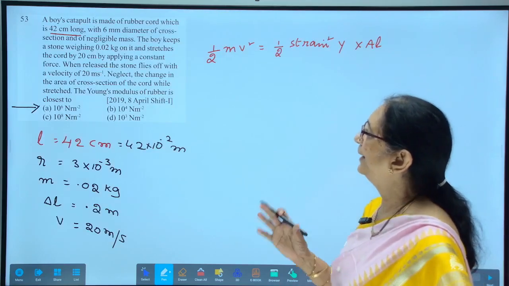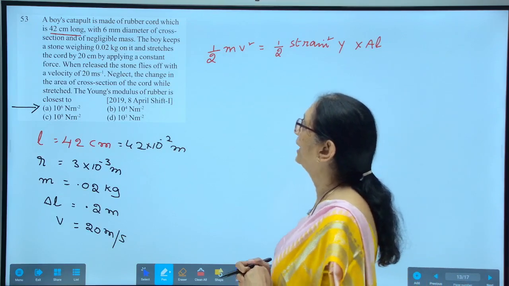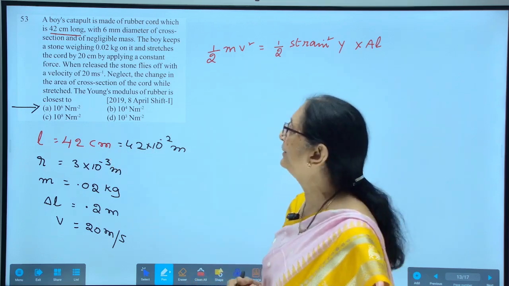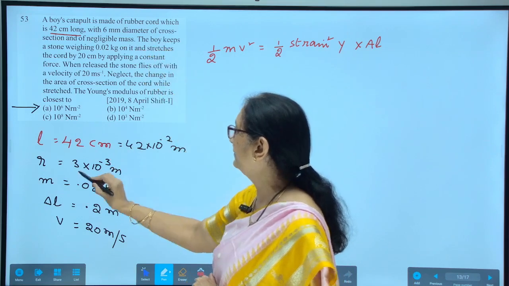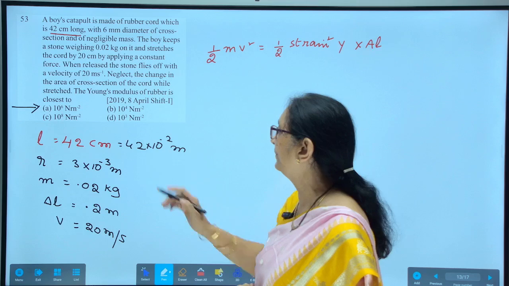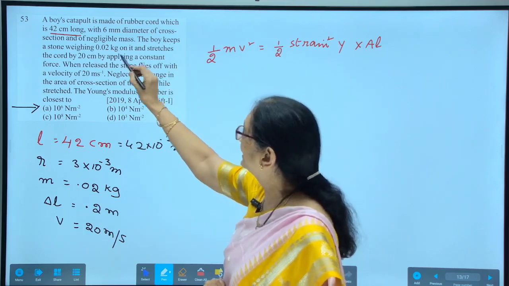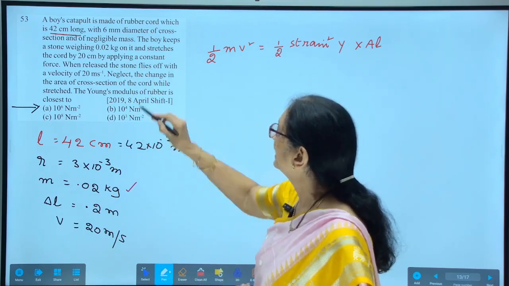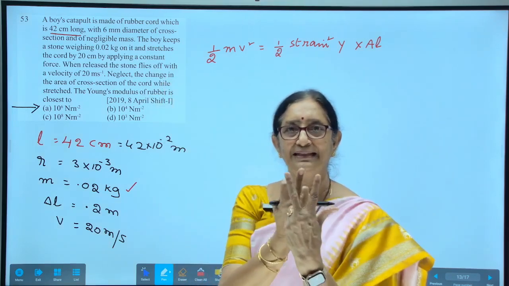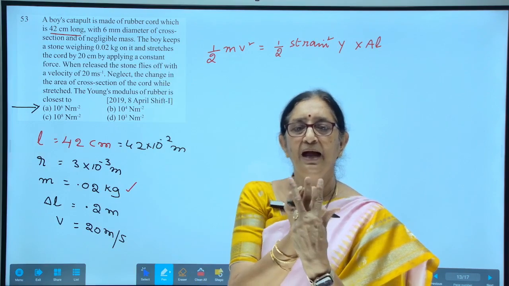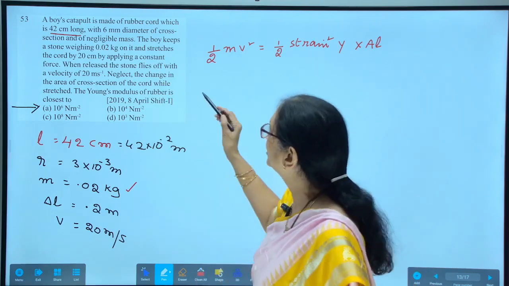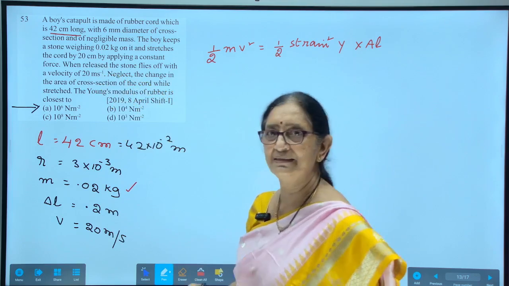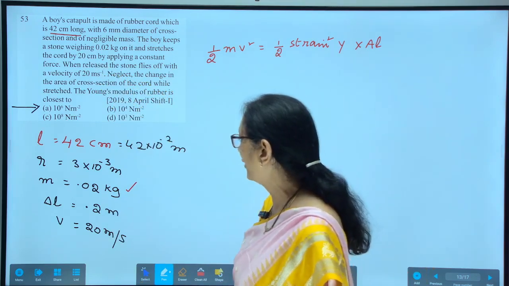Look here. A boy's catapult is made up of a rubber cord which is 42 centimeters long, converted to meters, 42 into 10 power minus 2, with 6 mm diameter. Radius becomes 3 into 10 to the power of minus 3 meters. The boy keeps a stone weighing 0.02 kg, and he stretches the cord backwards through a distance of 20 centimeters. So, delta L is 20 centimeters, which in meters is 0.2 meters.